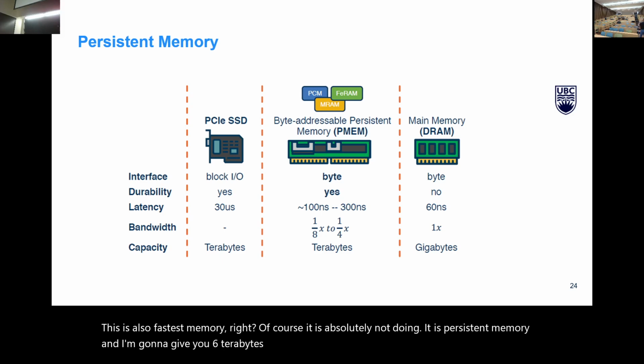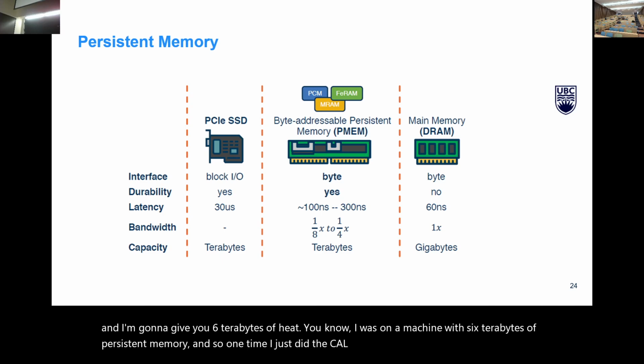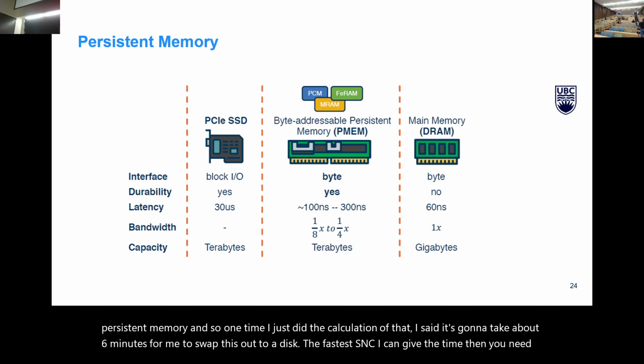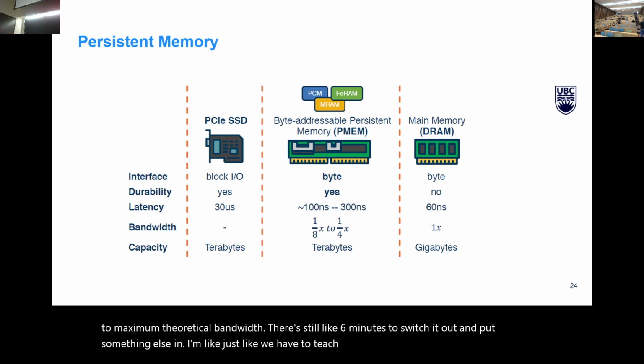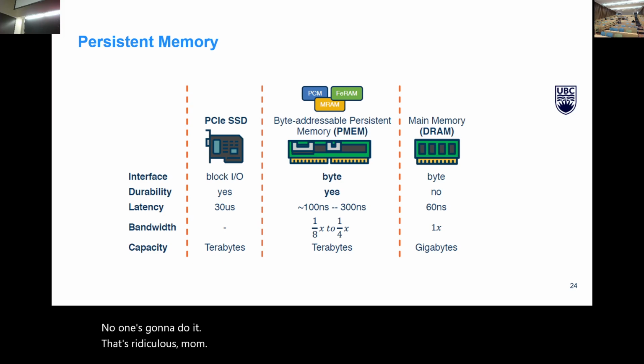I kid you not, I was on a machine with 6 terabytes of persistent memory. And so one time I just did the calculation on that. I said, it's going to take like 6 minutes for me to swap this out to a disk. The fastest SSD I could get at the time, an NVMe drive, maximum theoretical bandwidth. It was still like 6 minutes to switch it out and switch something else in. I'm like, this idea of paging large data sets in and out is stupid. No one's ever going to do it. That's a ridiculous model. But if that's a ridiculous model, why are we paging? And that was the point of the paper.